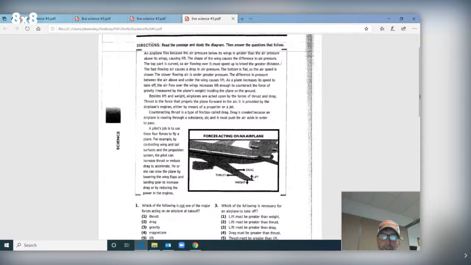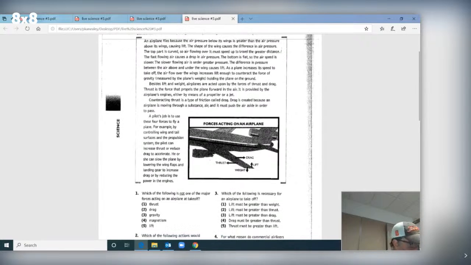Okay. So number 2, we're going to do the same thing. Number 2, which of the following actions would increase the speed of an airplane? Okay, so we're going to look at these. Decreasing the flow of fuel to the engine, maybe. Pulling up the landing gear. Using one engine rather than all engines. Letting down the wing flaps or letting down the landing gear. Which of the following actions would increase the speed of an airplane?